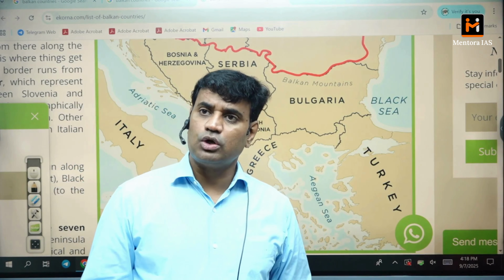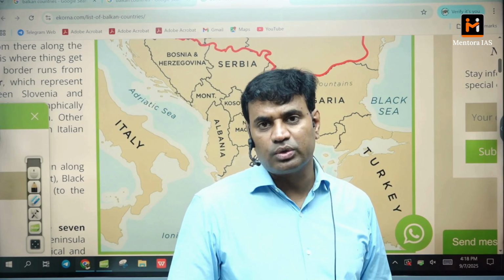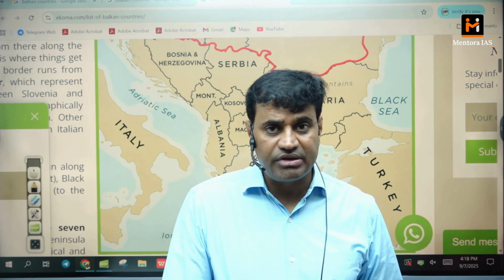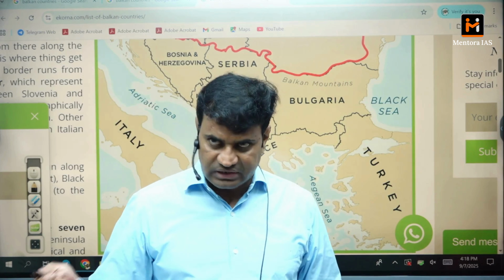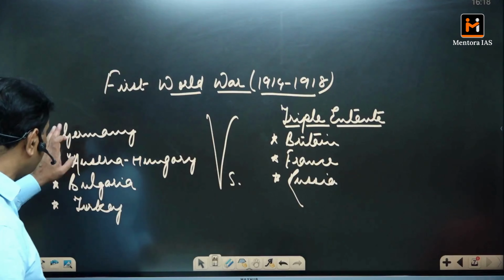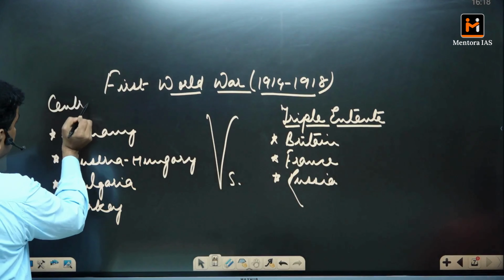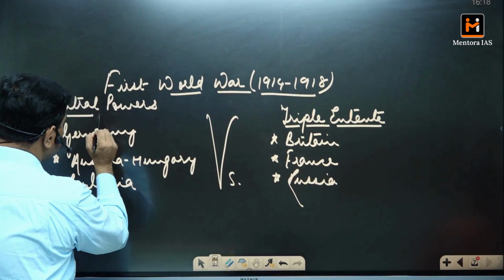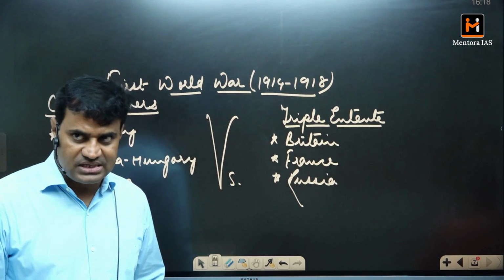When Turkey joined the group, the war became global in nature because the Ottoman Empire headed by Turkey included countries of West Asia, countries of Eastern Europe, and countries of North Africa. So three continents got involved because of Turkey, and the war became global in nature. This large group formed in the First World War came to be known as the Central Powers. So the Triple Alliance was replaced by the Central Powers. That enhanced the scope of the war.